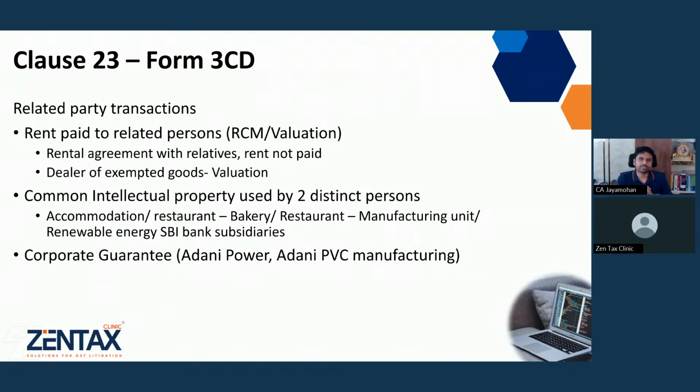So for that reason, a rental agreement would have been entered into, and later on you will be undertaking the transactions, doing business, and everything will happen in an auto mode. Just think about it this way: you have entered into a lease agreement with your partner or with your parent, and you are dealing in trading of exempted goods.